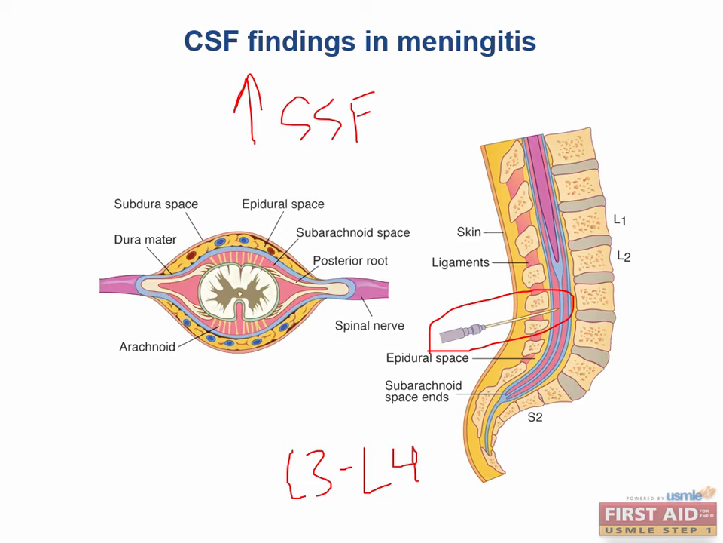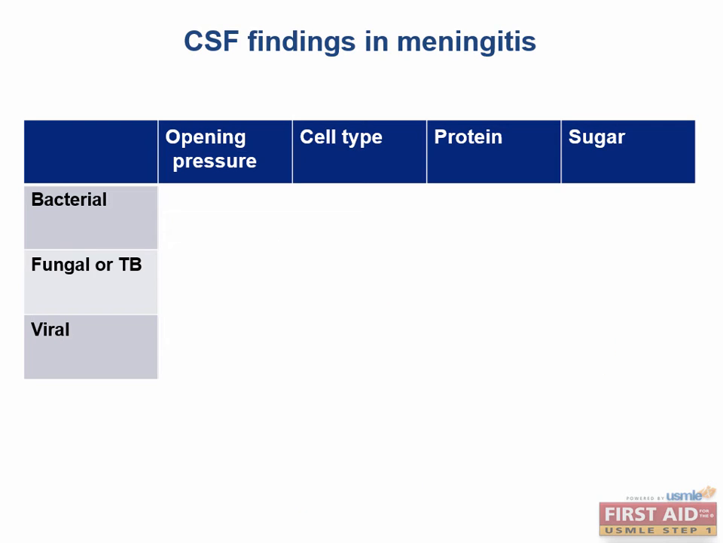Then, with the needle firmly in place, we take samples of the cerebrospinal fluid and send them to microbiology for measurements. There are 3 key things measured by the laboratory when you send them a patient's CSF: the presence and type of cell in the CSF, the protein level, and the level of sugar.